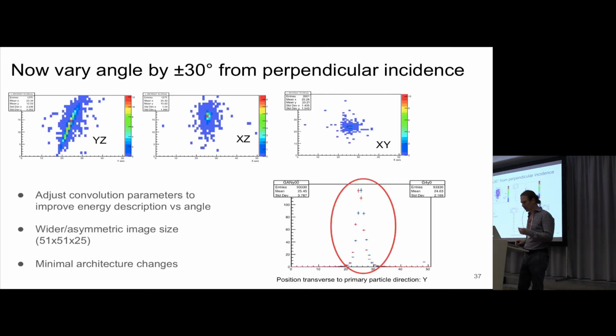Finally, I will show one variation where now, instead of the perpendicular incidence, you go to a region of your calorimeter where you expect the incidence angle to be different from perpendicular. For example, you go to plus minus 30 degrees. Now you see you don't necessarily have a symmetry between x and y, the transverse directions. So this requires some adjustments to your convolutional parameters. Also, you have to make your overall window larger to capture the full shower, and this requires some further architecture changes.